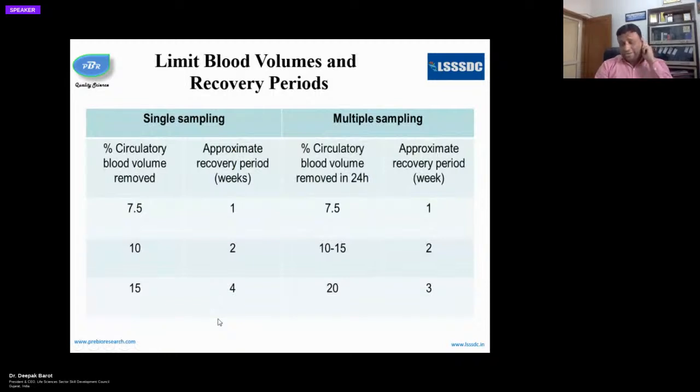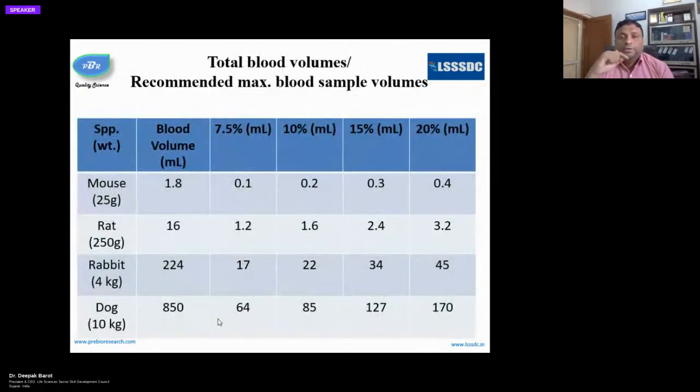Always remember, when you're collecting 7.5% of the total circulatory blood volume, you should give 1 week to the animal, any rodent you use, for recovery. Right? If you use 10%, then you should give them 2 weeks. If you use 15%, which is never preferred, but in case you have to collect 15% of the blood volume from the animal, then please give them 4 weeks to recover. Only then can they be utilized for any other sampling or any other study. So typically 7.5% is preferred.